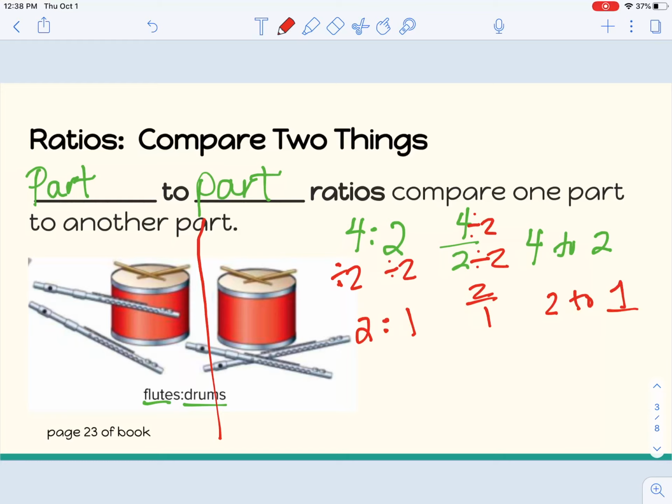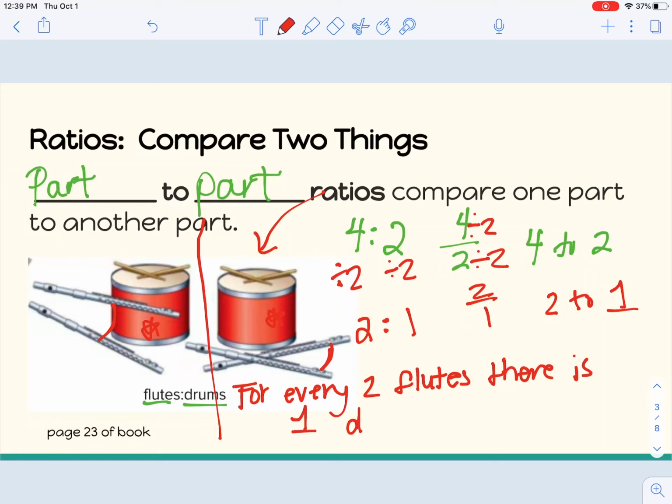Okay, when you're simplifying, what you're doing is you're putting that ratio in lowest terms. When you look on this side of the ratio, you'll see 2 flutes and 1 drum. This side has 2 flutes and 1 drum. So the explanation for that is for every 2 flutes, there is 1 drum. Okay, that is the meaning of the ratio. That is what the pattern is. Every 2 flutes, there's a drum.